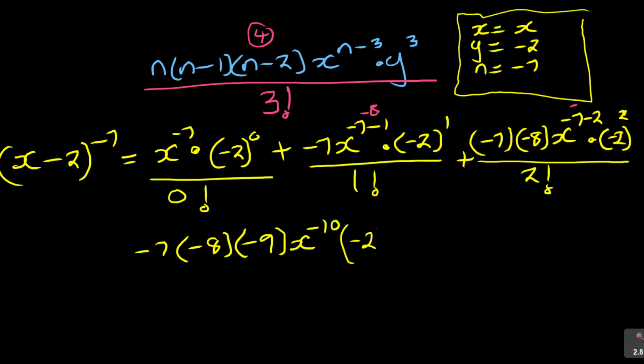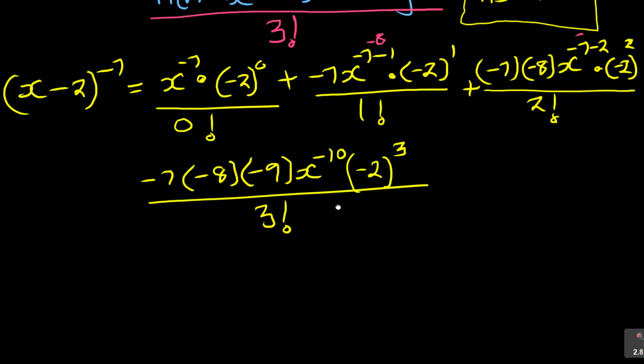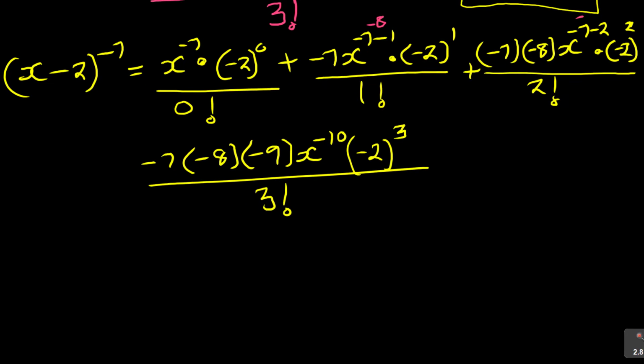minus 2 to the power of 3. Then you have 3 factorial. Are you with me? Apologies for the hissing sound. It's my backup battery because I just had load shedding, so it's coming back. So apologies for that. Which is equal to, we simplify.